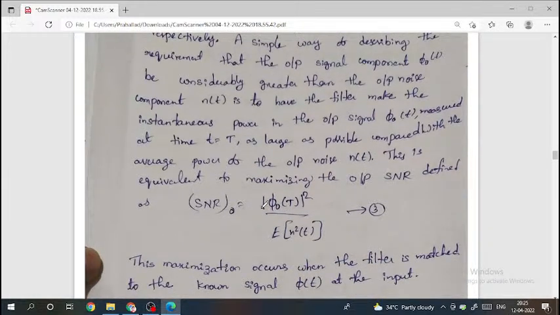So how can we write the expression? Signal to noise ratio of output equals signal power over noise power. This is the basic output signal to noise ratio expression for any receiver: signal energy by noise energy. Now we are going to get the expressions for signal energy and noise energy. Substituting those two in this, we will get the expression for the signal to noise ratio at the output.